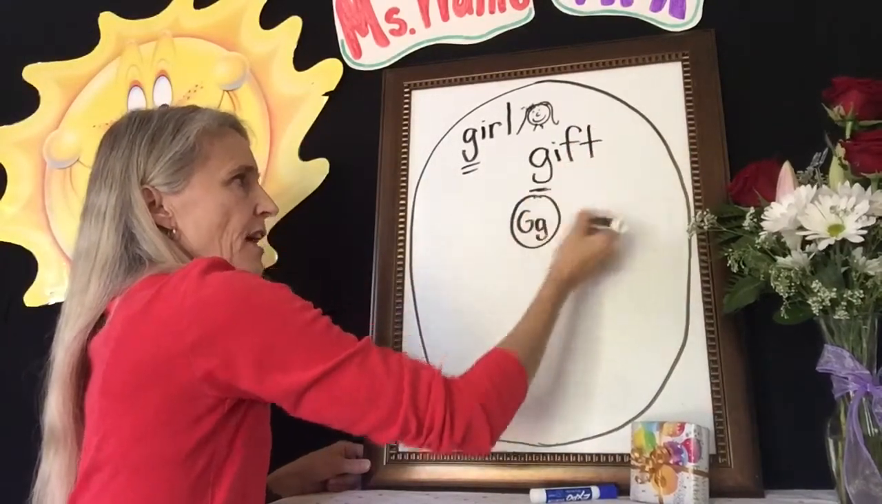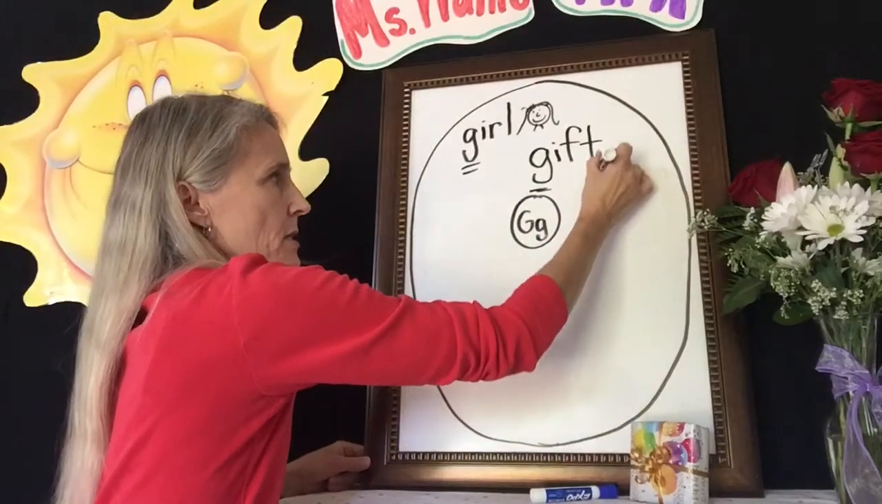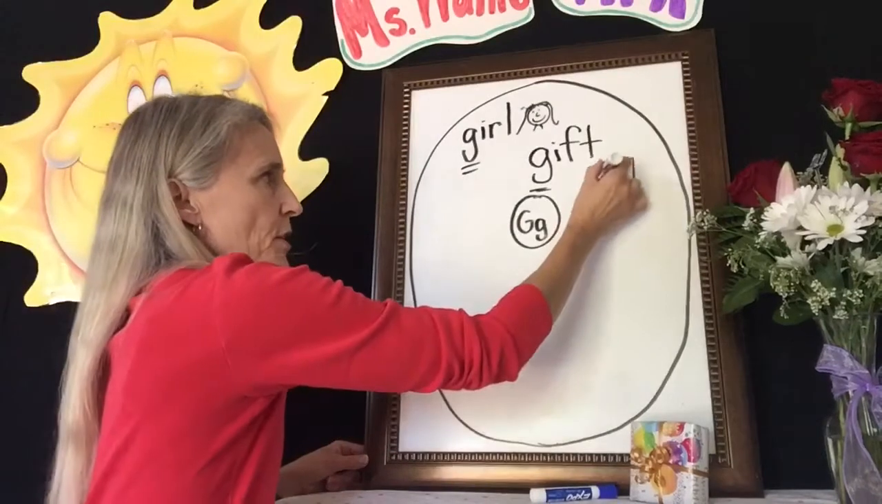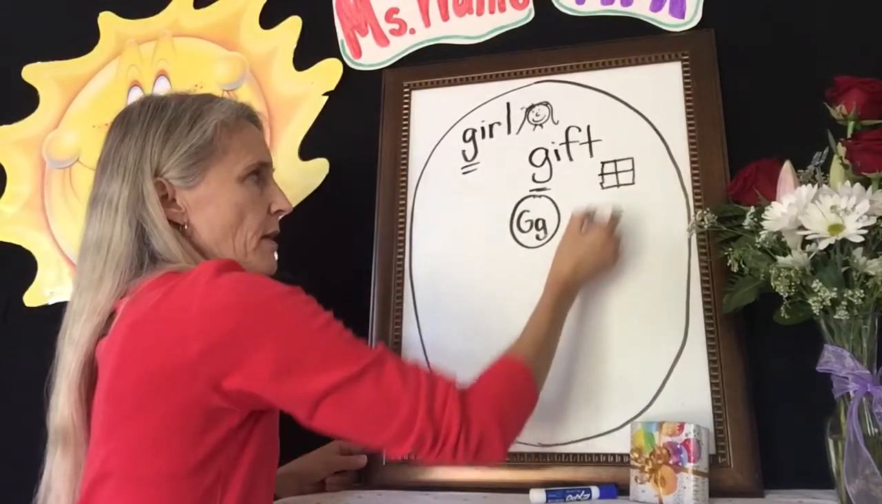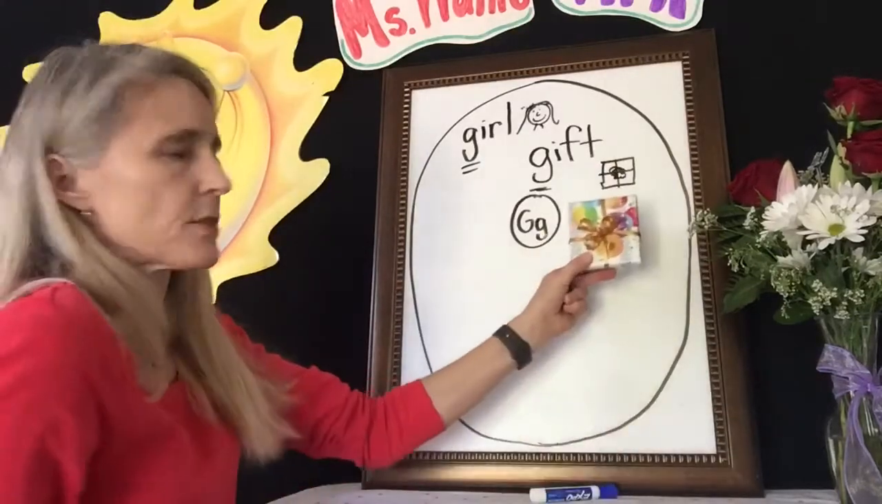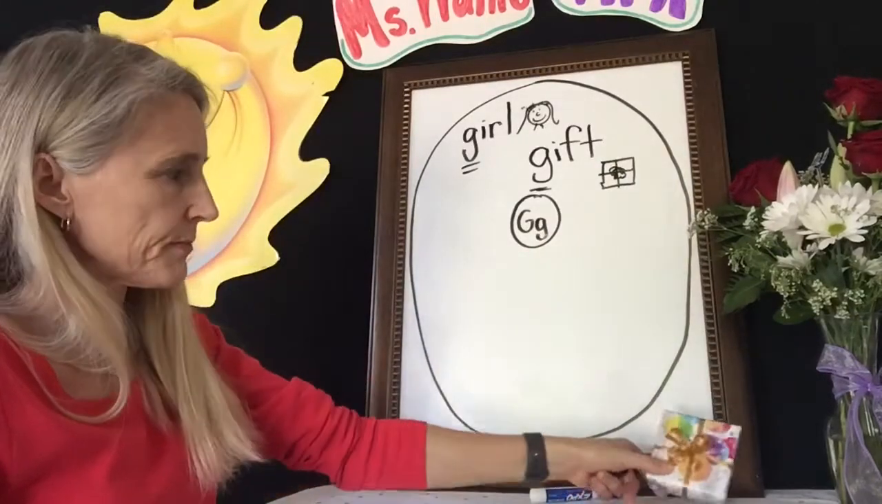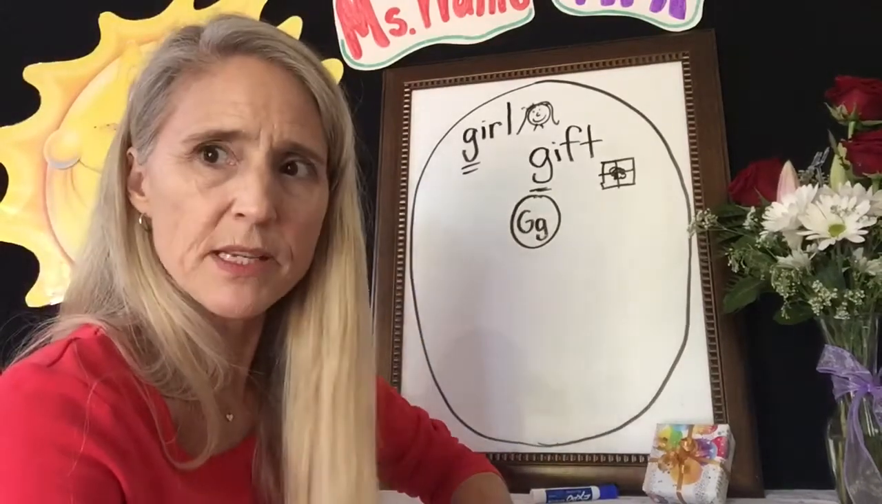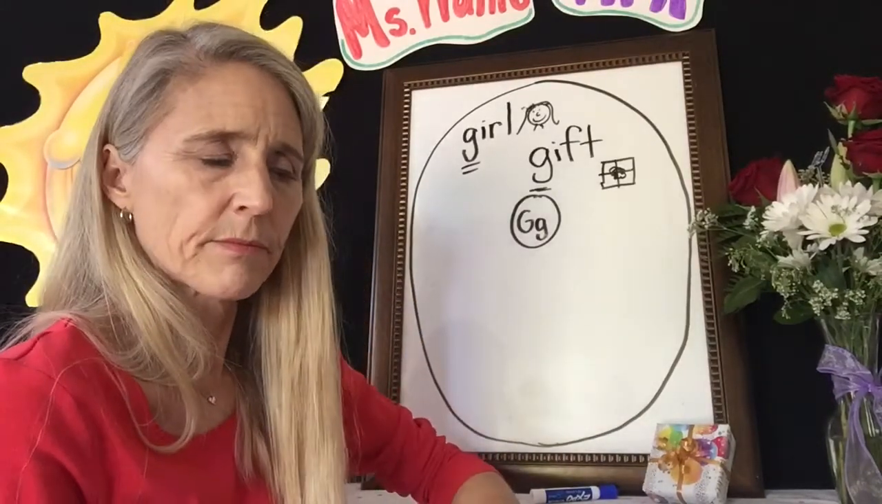Gift. And for gift, you could just make a little box or a square. We've been working on shapes, right? You can make your little square and just do a little cross in the middle. There, you can do some little curly cues, make a bow. Look how it looks like a gift. There it is. Okay, so we got gift, girl. Oh, I got another one. Don't be scared about this one, okay? Okay, here we go. Ready?